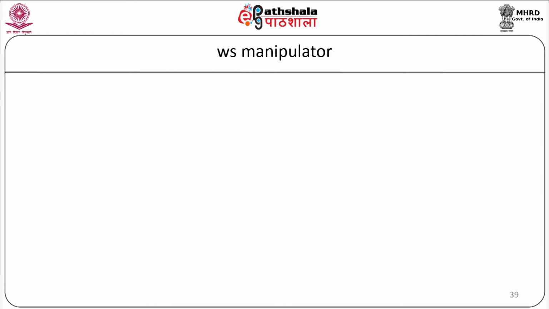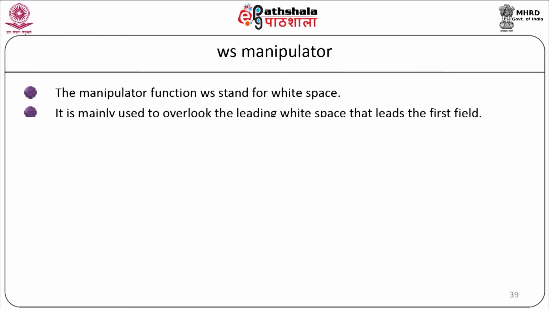The ws manipulator. The manipulator function ws stands for white space. It is mainly used to skip the leading white space that leads to the first field.